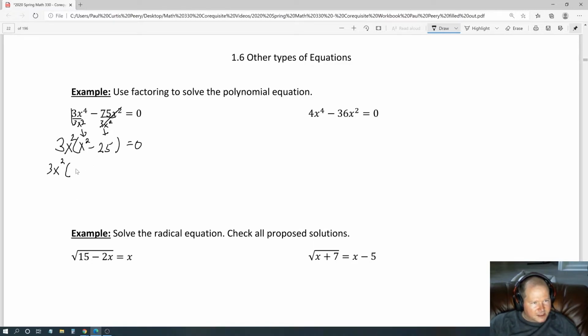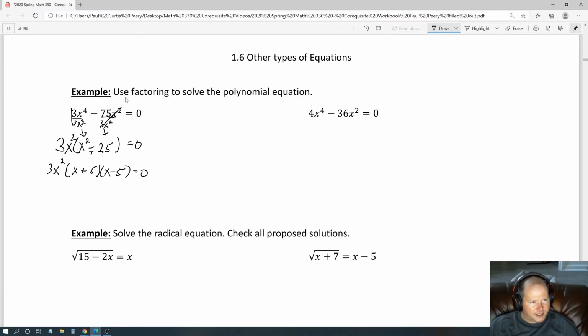So this is a difference of squares. Square root of x squared is x. Put that in the first place. Square root of 25 is 5. Put that in the second place of both. We can use this pattern because the middle term is a subtraction, so we're going to have one that's plus and one that is minus. Okay, so now we're done factoring.